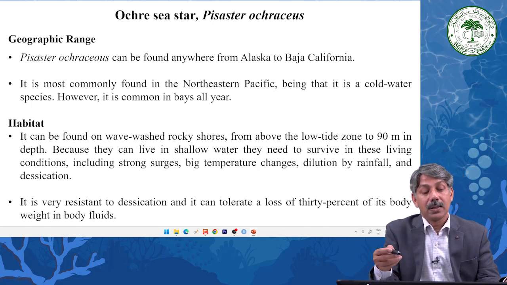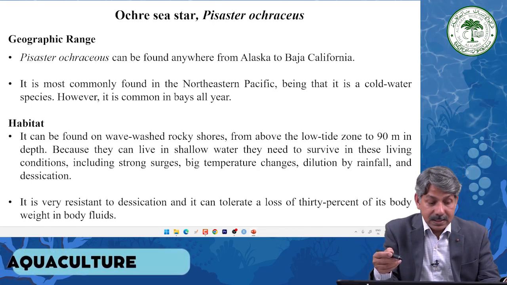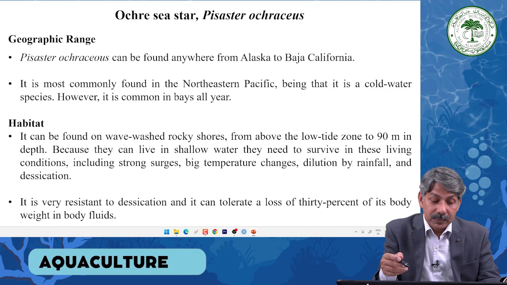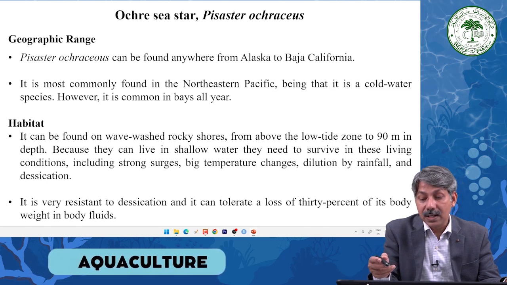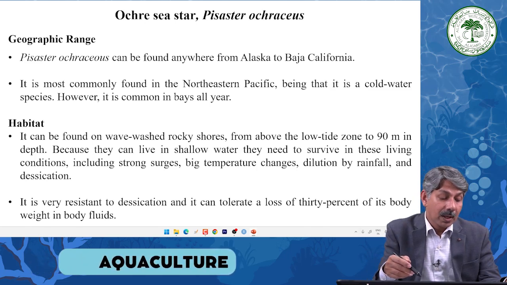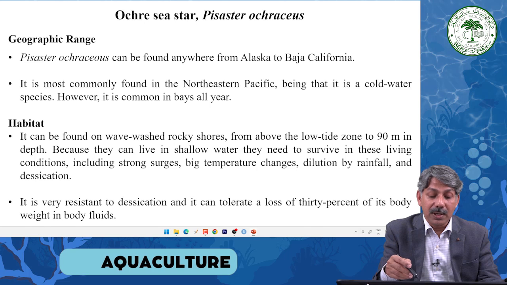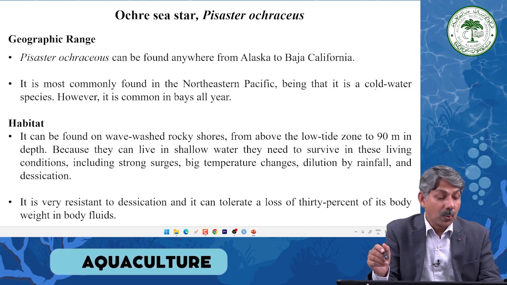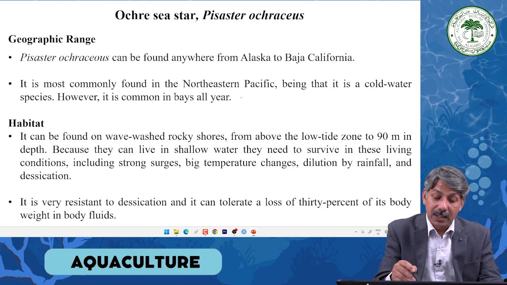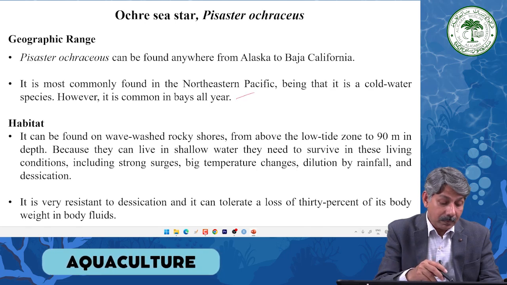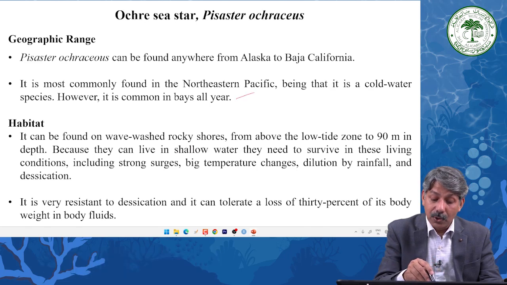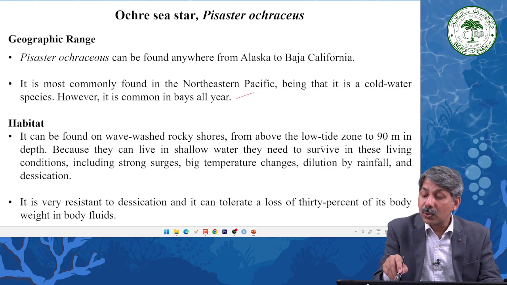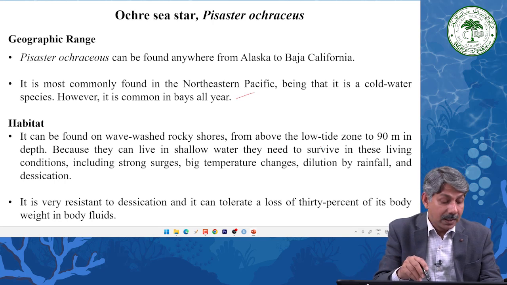Then we have the ochre sea star. It can be found anywhere from Alaska to Baja California. It is most commonly found in the northeastern Pacific, being a cold water species. However, it is common in bays all year. It can be found on wave washed rocky shores from above the low tide zone to 90 meters in depth.